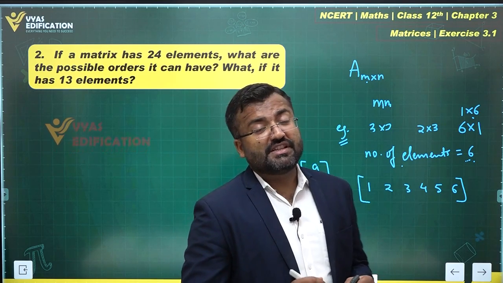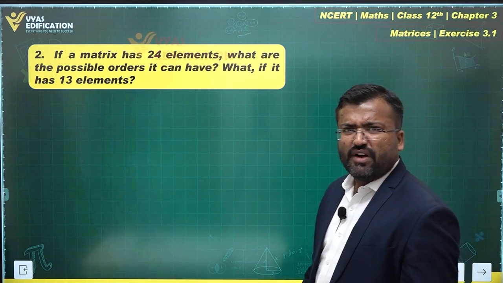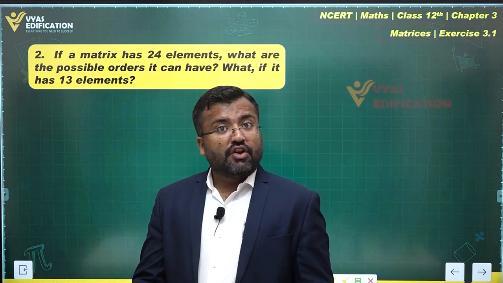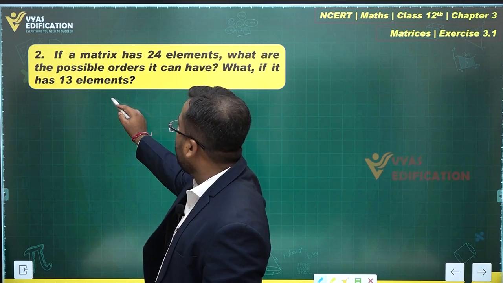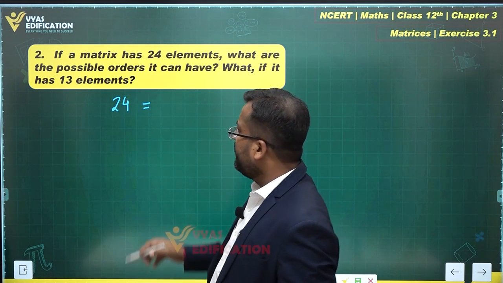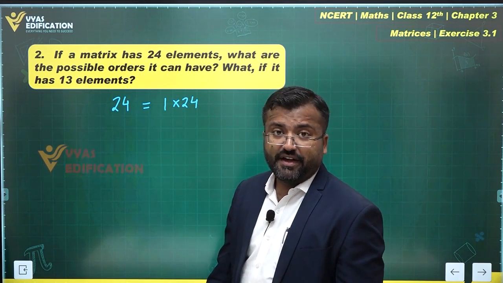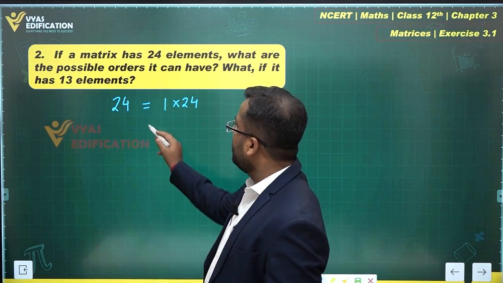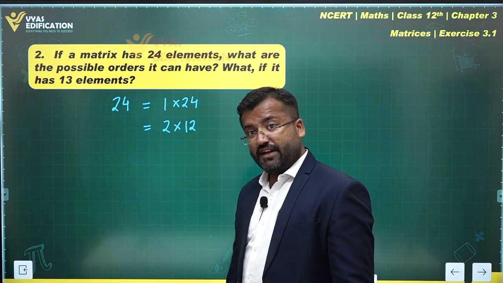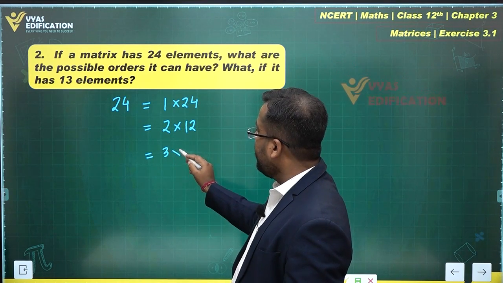And once this concept is clear to us, then we realize that if a matrix has 24 elements, let's try to write 24 as product of 2 factors, which are natural numbers, right? And those will be the possible orders of the matrix. So 24 can be written as, let's begin with the smallest one, 1 by 24. The smallest number of rows can be 1, right? The next factor is 2, 24 gets divided by 2, and what you get is 2 by 12, another possible order. We could also have 3 by 8.